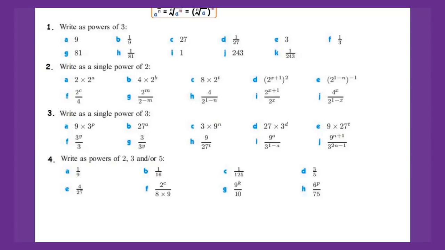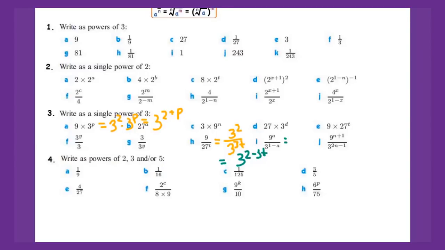Now let's go to number 3. Write as a single power of 3. So 9, I can write 3 squared times 3 to the p power. Then I add exponents, that means 2 plus p. For h, I can write 3 squared. Then 27t, I can write 3 to the 3t power. Then I subtract the exponents, I get 3 to the 2 minus 3t.